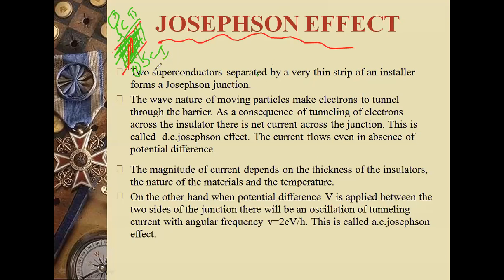Did you understand? So two superconductors separated by a thin strip of insulator form a Josephson junction. Very important, beta. What is the Josephson junction? When two superconductors are separated by a very thin strip of insulator, it forms a Josephson junction. Now you understand what a Josephson junction is?